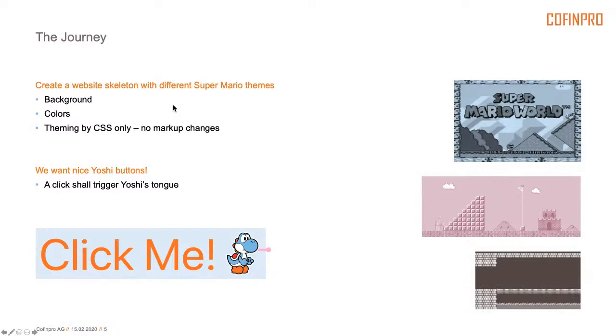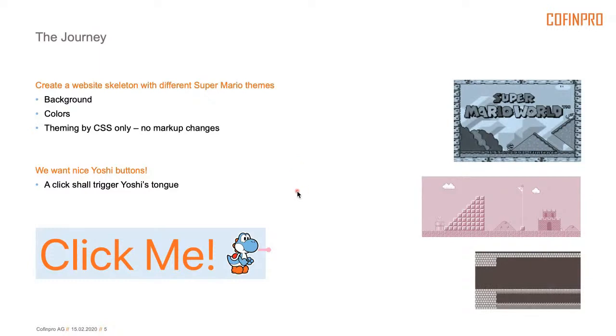So what do we want to achieve? Actually we want to create a website skeleton with different Super Mario themes, like this to the right, and furthermore, we want to have a laser pointer, that's better. We want to be able to theme the whole thing so that a user maybe can choose his own theme and just choose something that he likes. And we want to do this theming by CSS only to keep it simple and maintainable. And we do not want to have any markup changes, just to implement the themes.